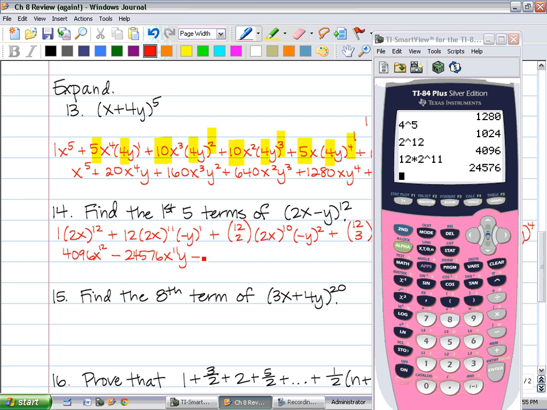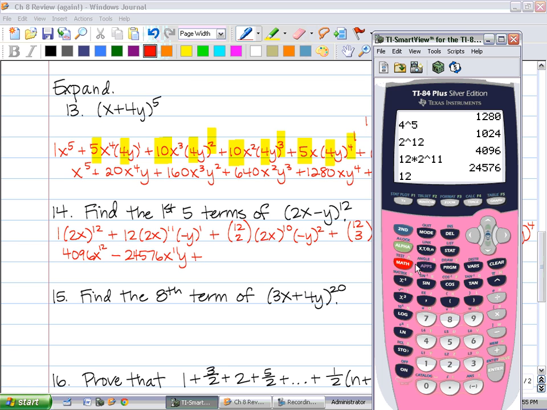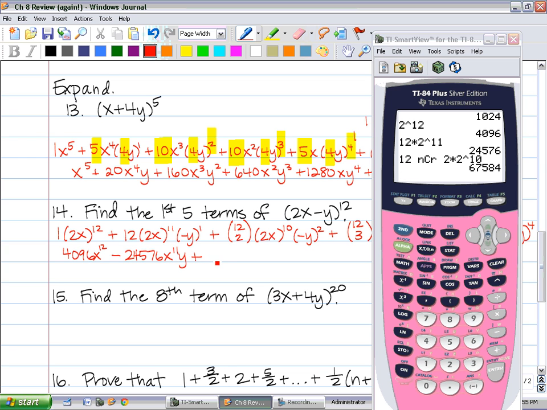Okay, next term's going to go back positive because it's a negative with an even power. Combinations, 12, math to the left, and then remember we're doing a combination, so we choose 2, but then there's also a 2 to the 10th contributing to the coefficient. So that is 67,584. X to the 10th y squared.